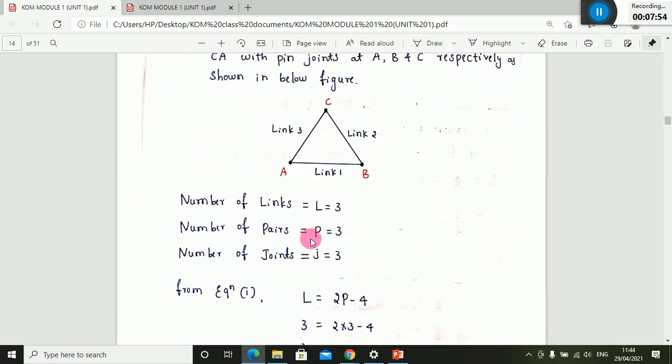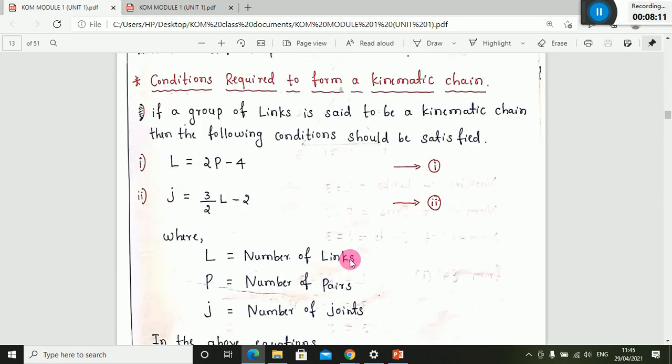So I can list that the number of links present in this figure is L equal to 3. Similarly, the number of kinematic pairs is also 3, and the number of joints is also 3. Now use those conditions. What are those conditions? First one is L equals 2p minus 4, and the other is J equals 3 by 2 L minus 2. Both the conditions have to be satisfied.